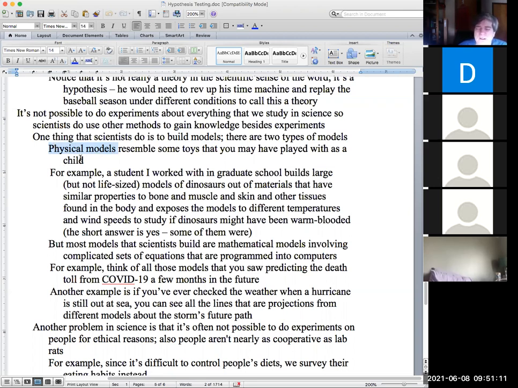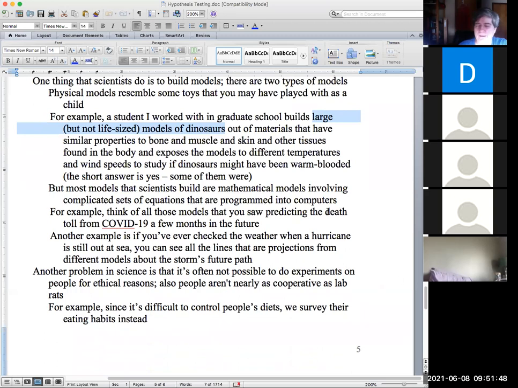One student that I worked with in graduate school built large models of dinosaurs. Not life-size, but 3 or 4 feet high, a foot or two across. And he built them out of materials that are similar to bone and muscle and skin. And then he put them in wind tunnels and in chambers with different temperatures to try to see if dinosaurs could have been warm-blooded. And the basic explanation that we're pretty certain about now is that some dinosaurs probably were warm-blooded. So they might not have been cold-blooded like we think.